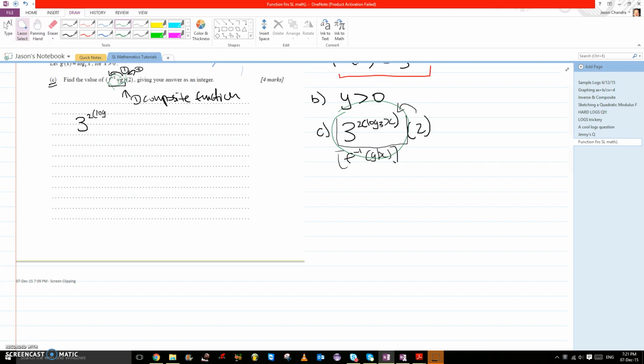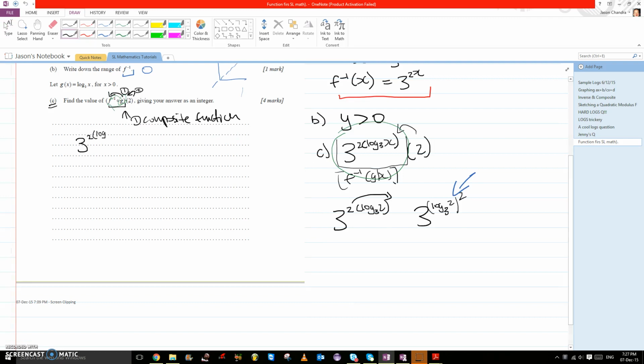As we substitute 2, this would be 3 to the power of 2 log base 3 of 2. And using one of the log rules, we can bring up the number in front. So 3 to the power of log base 3 of 2 squared. From this step onwards, we can deduce that this also equals 3 to the power of log base 3 of 4.